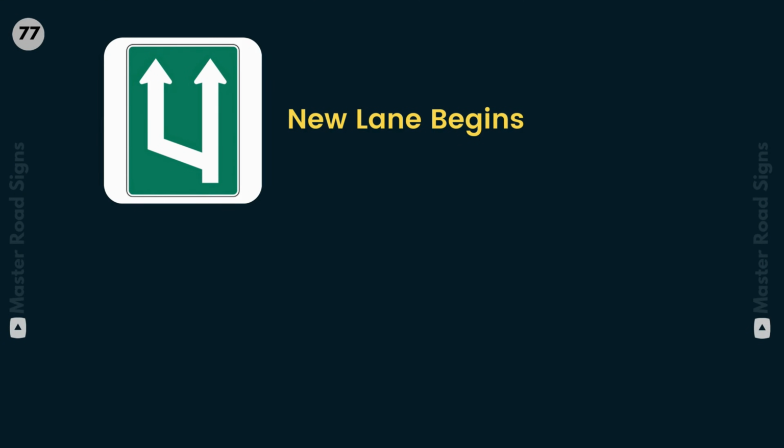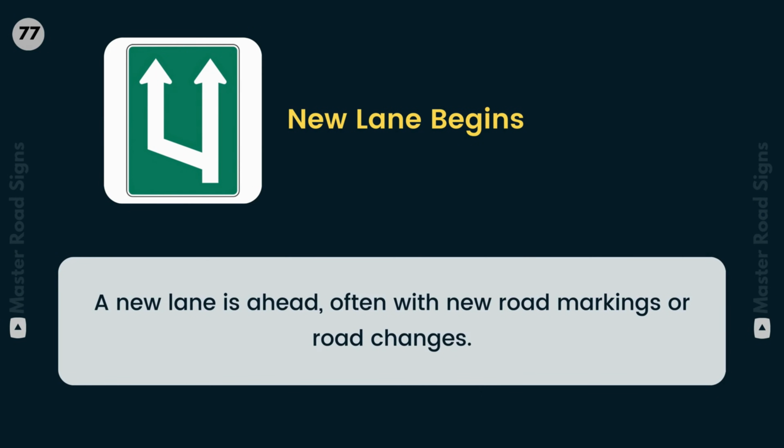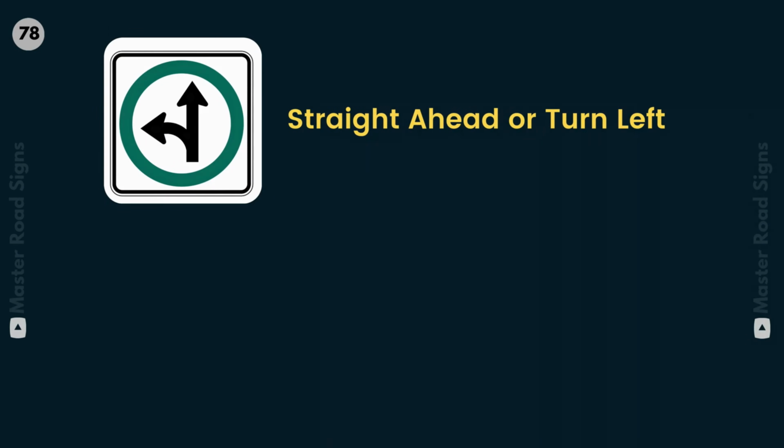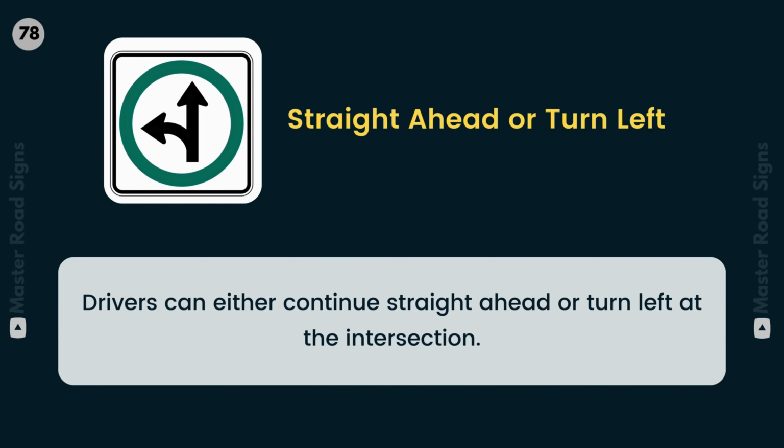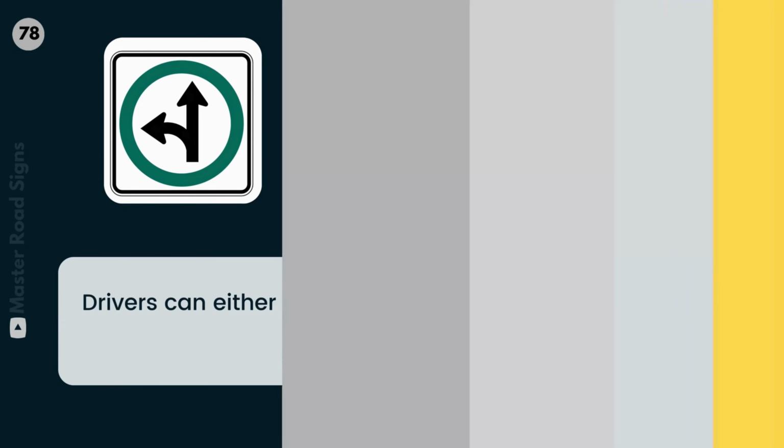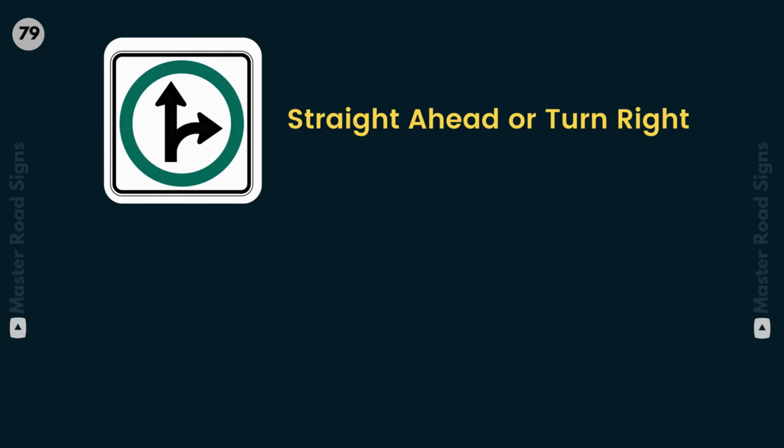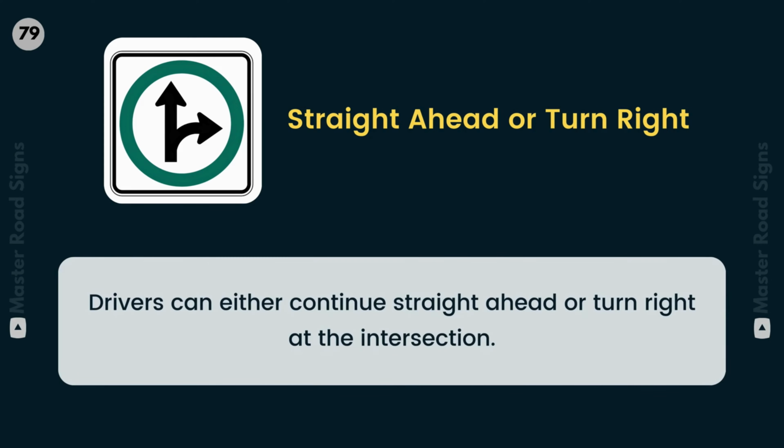New lane begins sign. A new lane is ahead, often with new road markings or road changes. Straight ahead or turn left sign. Drivers can either continue straight ahead or turn left at the intersection. Straight ahead or turn right sign. Drivers can either continue straight ahead or turn right at the intersection.